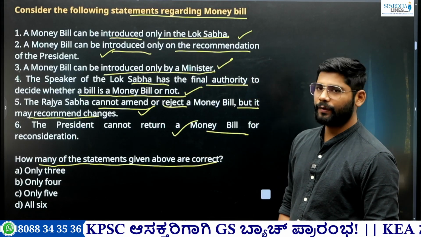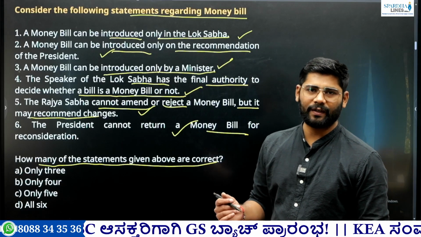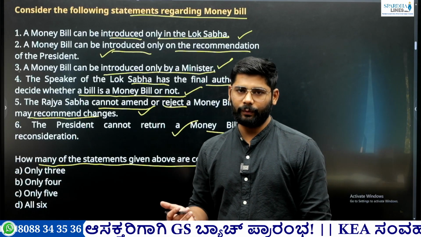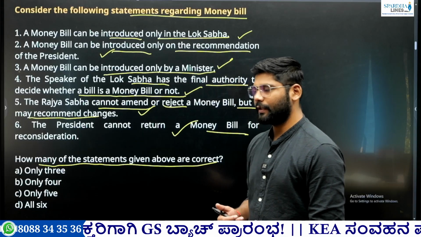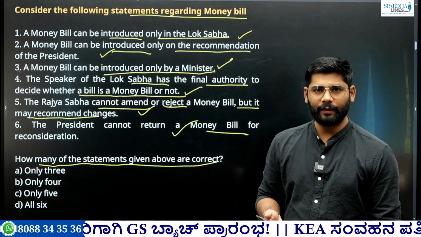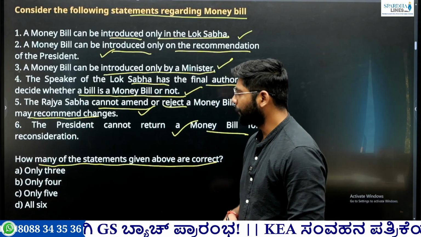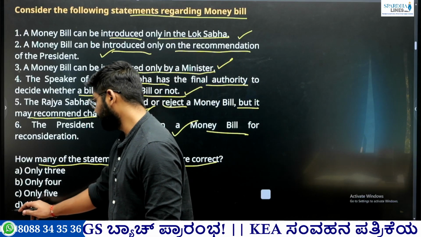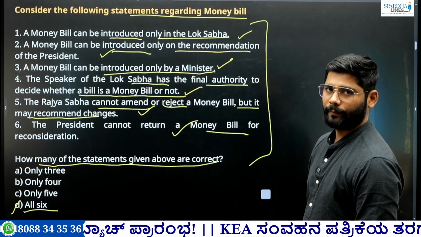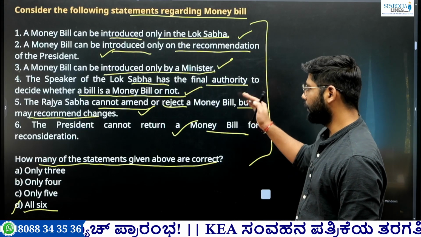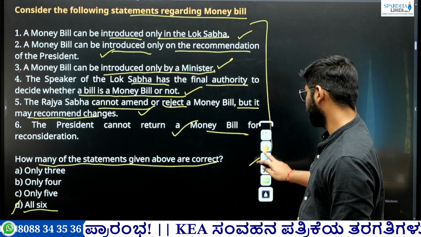He can give his assent or withhold assent, but usually he will not withhold, he will give his assent, because ultimately the bill will be introduced after his recommendations. Whatever changes he wants in that bill, he will tell at that stage only. So in usual cases he will give his assent. So all six are correct here. These conditions are all fulfilled by a money bill, or the bill needs to fulfill all these conditions to become a money bill.